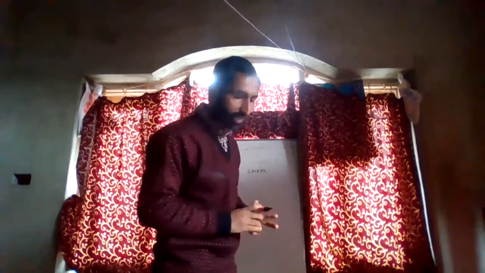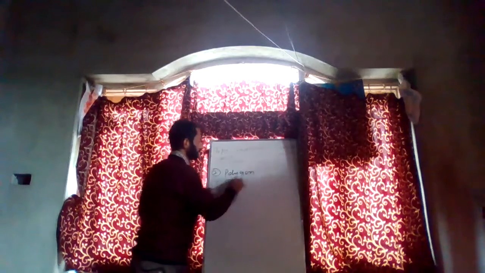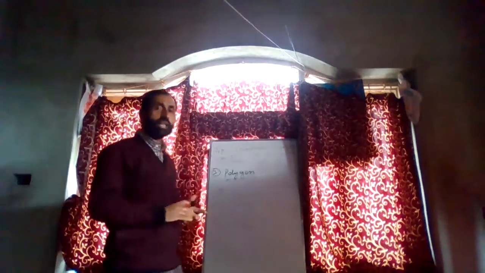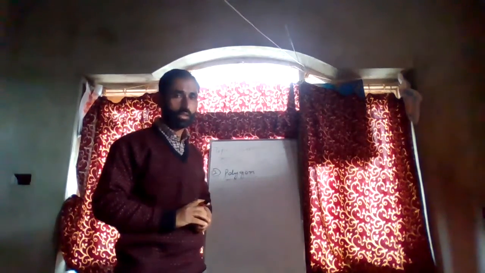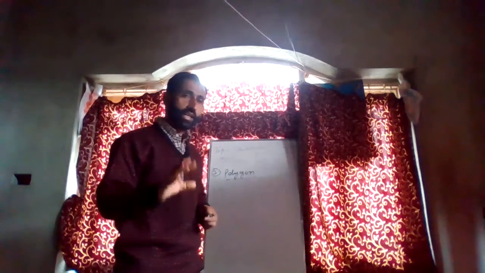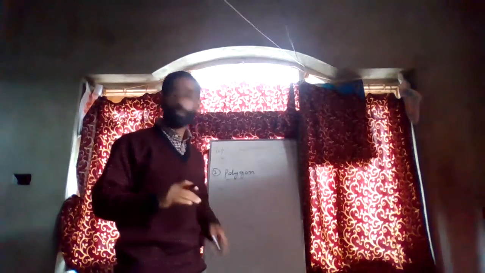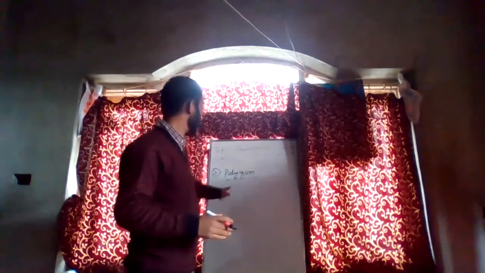Now, point second is polygon. You must know this point. Point second is polygon. Polygon is a figure which is made up of line segments. Or we can say it is a figure made up of many sides.